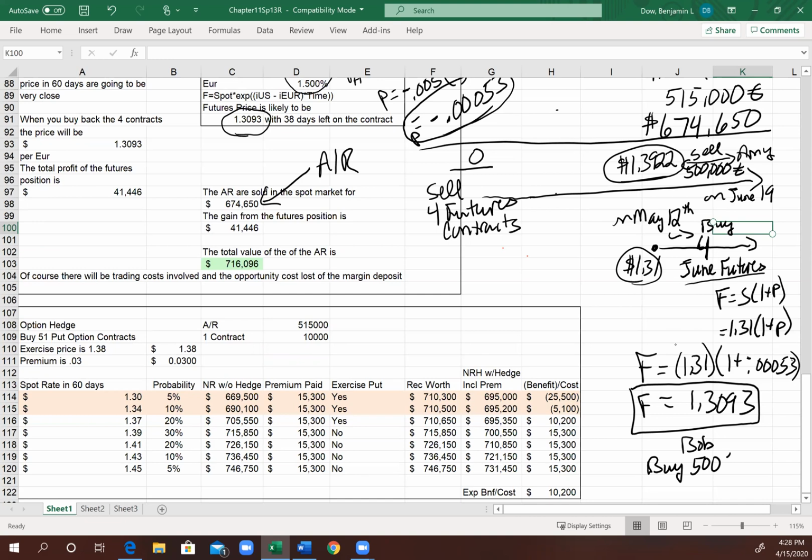to buy 500,000 euros. We can buy them at $1.3093 in June. Okay. So essentially, we have no futures exposure because we've got an agreement to buy euros from Bob at $1.3093, and an agreement to sell euros to Amy at $1.3922. And if we look at the difference, take $1.3922, that's what we sell them to Amy for, minus $1.3093. That's what we're buying them from Bob at. There's 4 contracts. That represents 500,000 euros.